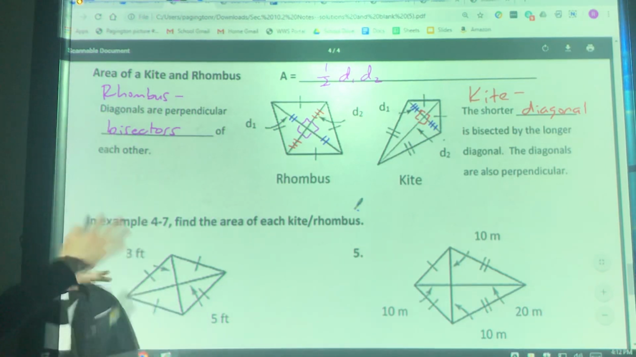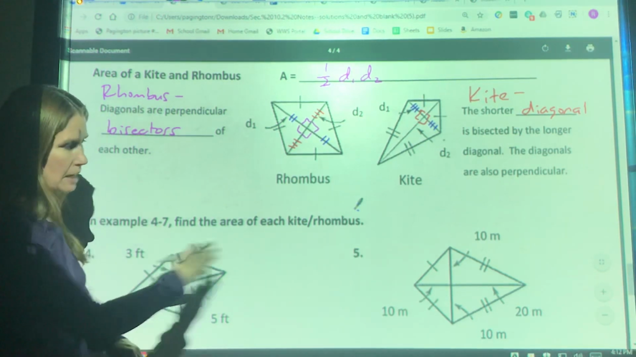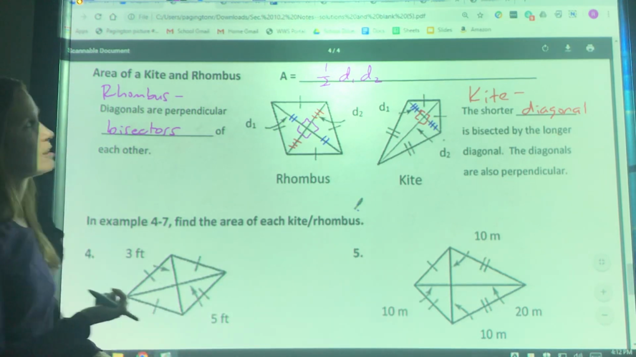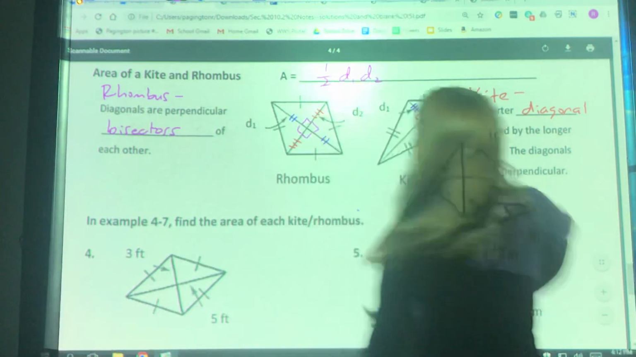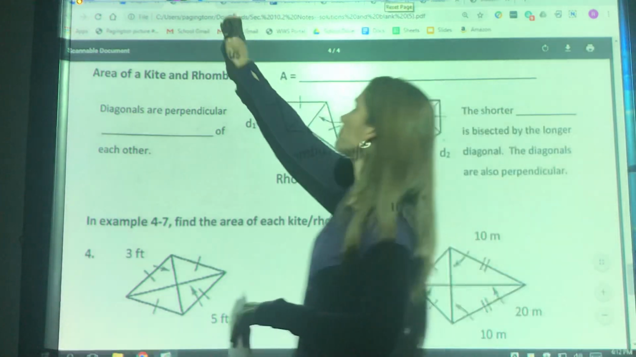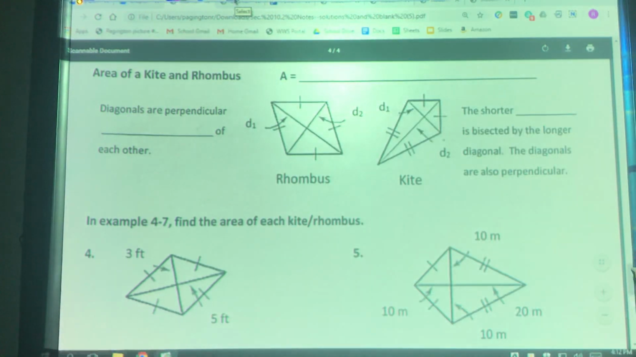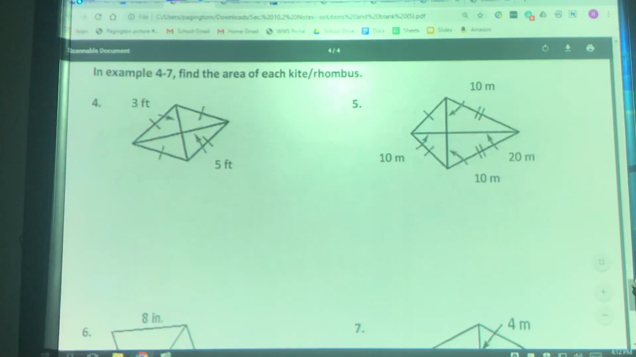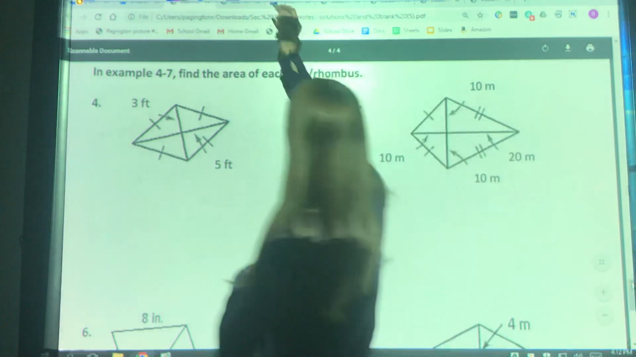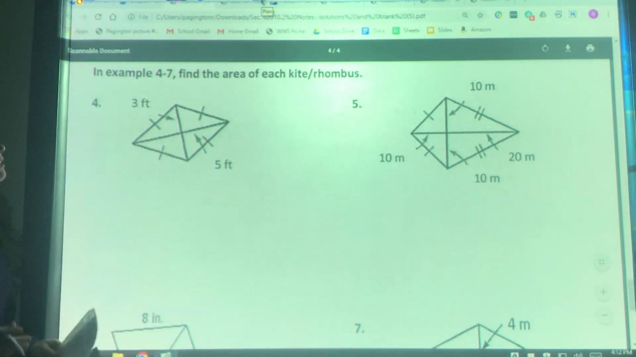All right, so that's kind of key information you need for a kite and a rhombus, and now we're going to actually practice solving these, but let me get this moved up first. Okay, on number 4, it says find the area of the kite or the rhombus.